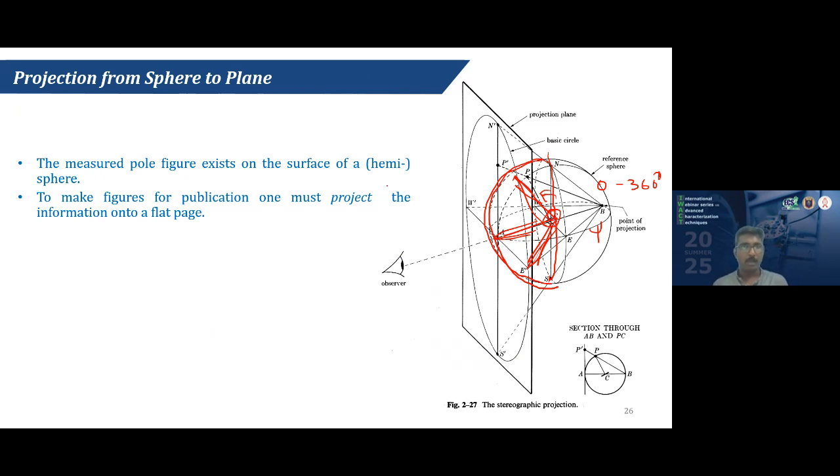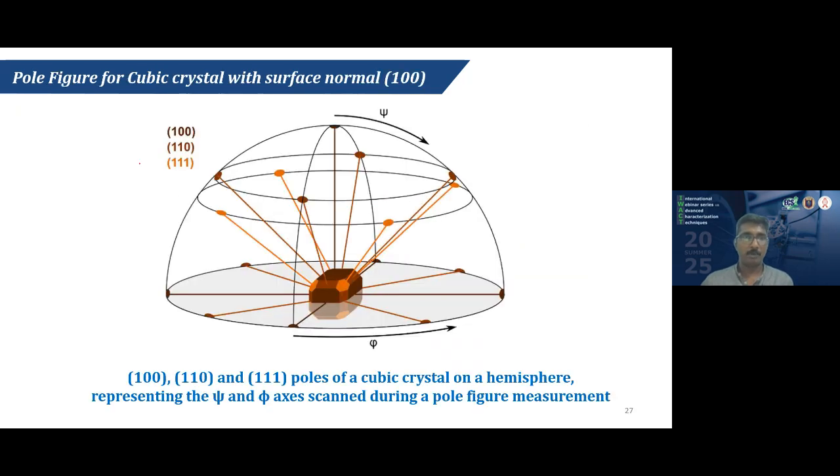This is a pole figure of the basic crystallographic axes 100, 110, 111 planes for a 100 oriented cubic crystal. That means this is our sample, and the sample is 100 directed. This is the sample normal, the direction of the 100 direction. So our sample is 100 oriented, and we are taking the pole figure corresponding to 100, 111, and 110.